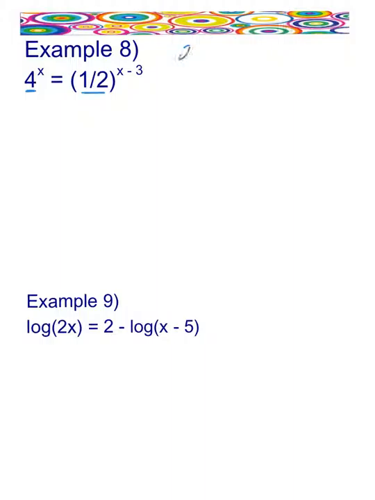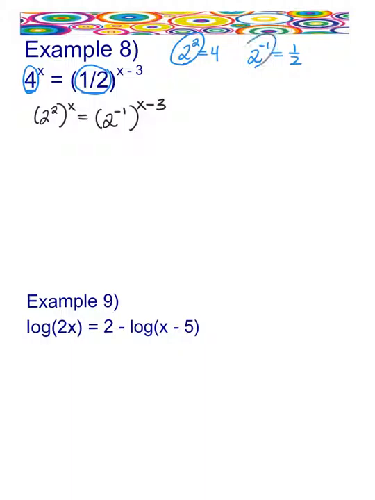Well, I know that 2 squared is equal to 4. And I know that 2 raised to the negative 1 is equal to 1/2. So why don't I replace this 4 with the 2 squared? And let's replace the 1/2 with 2 raised to the negative 1, all raised to the x minus 3. So all I did here was replace the 4 and the 1/2 with 2 squared and 2 to the negative 1.